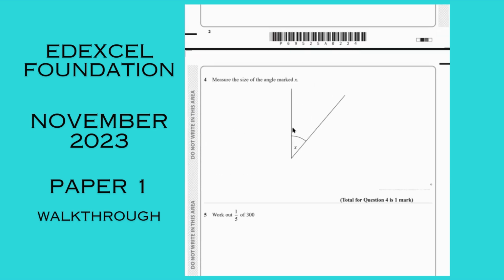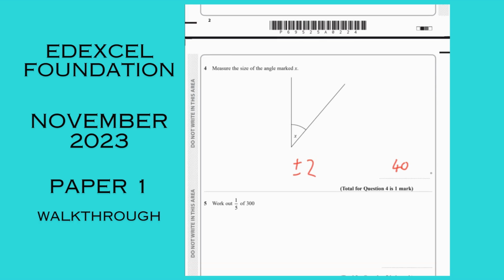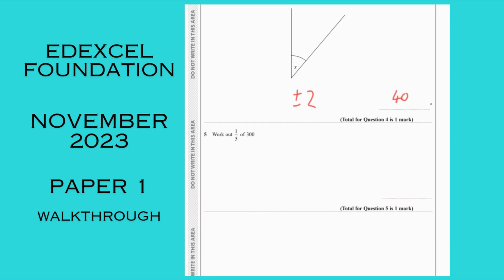Next one, not going to pretend I've got an overlay or anything with regards to an actual protractor. But question 4, when I measured it, turns out to be 40 degrees. I believe the mark scheme agrees with me, and the mark scheme will always be plus or minus 2 degrees.